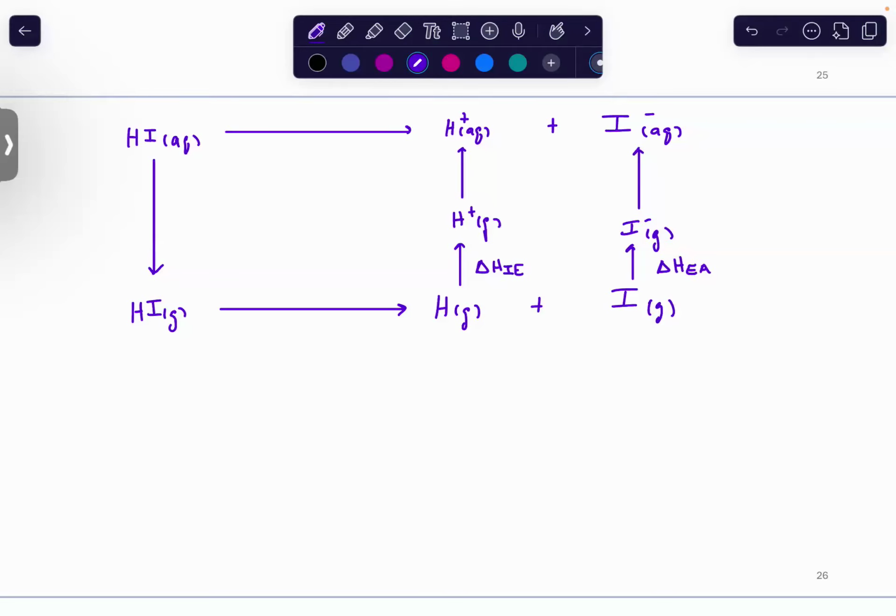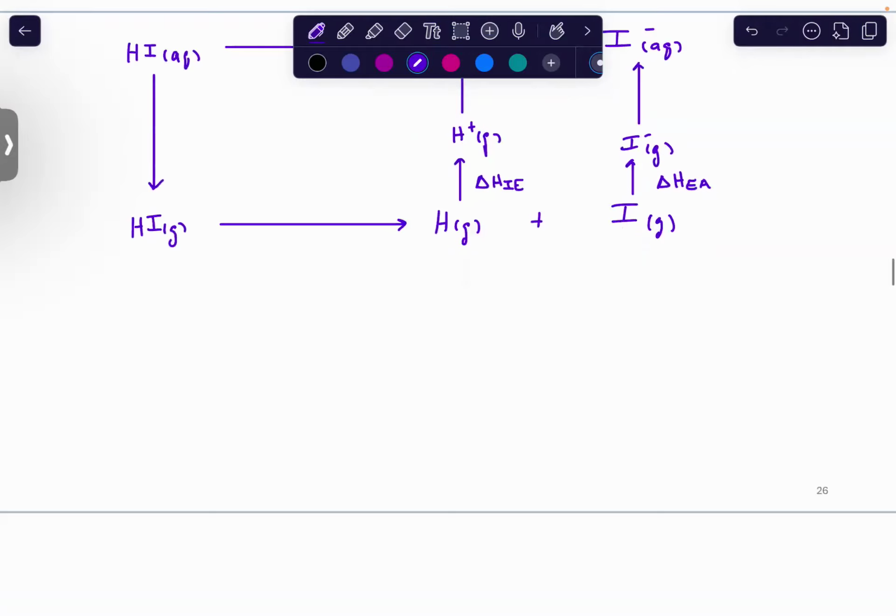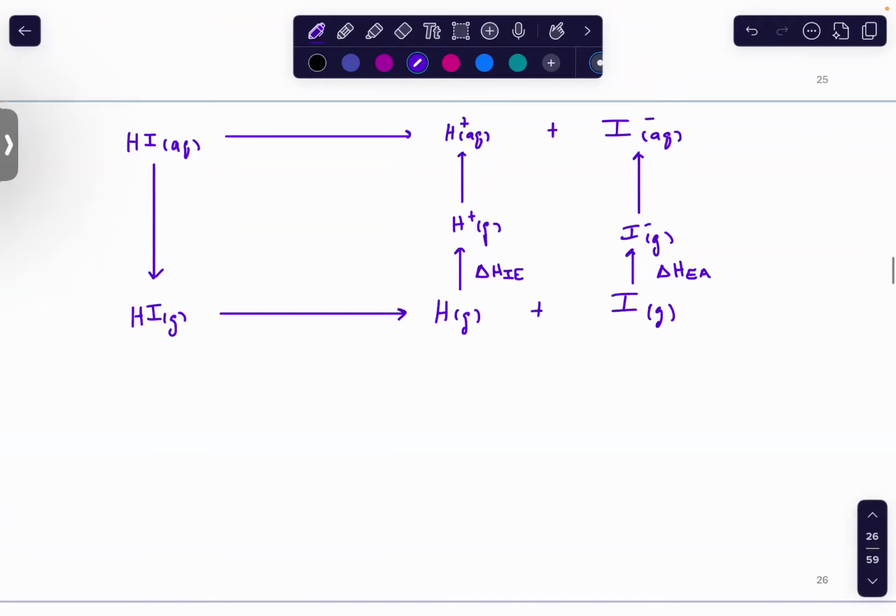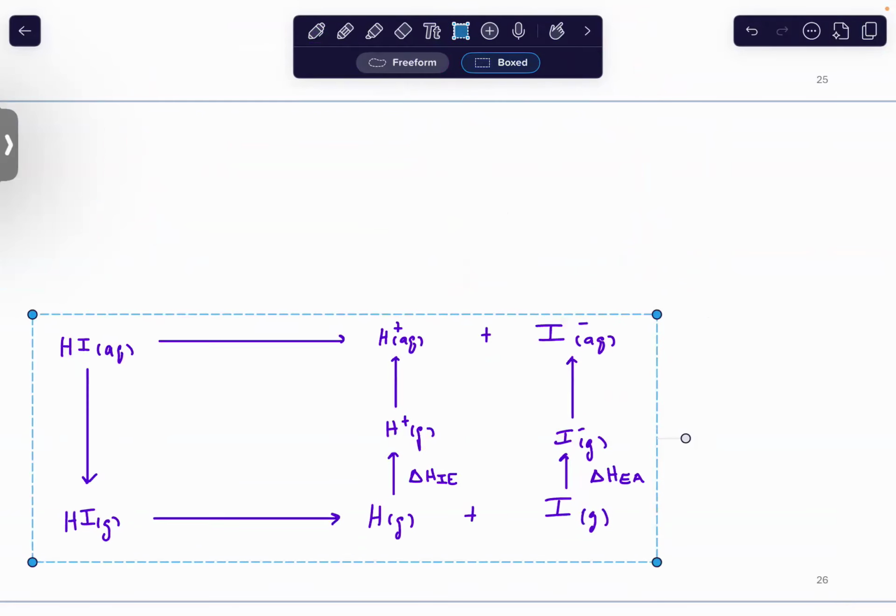And then, of course, we go from the gas into the solution phase. Okay, so let's start taking a look at this. Our Hess's law. I have plenty of room, so I'll move this down so we can still see it.